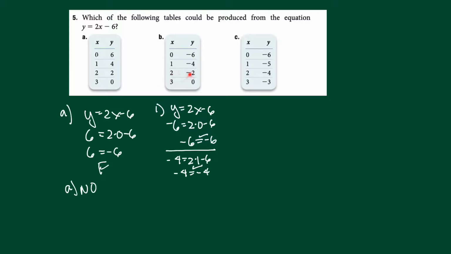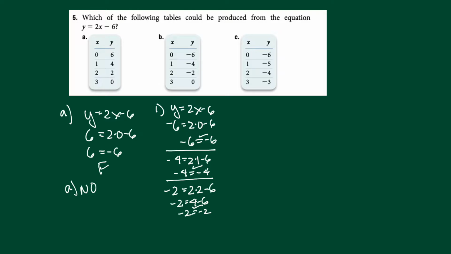It says when x is 2, y is negative 2. So let's put in a negative 2 here, and x is 2, so we'll get 2 times 2 minus 6. Negative 2 equals 4 minus 6. Yeah, negative 2 equals negative 2. Check. So far, B is looking pretty good.